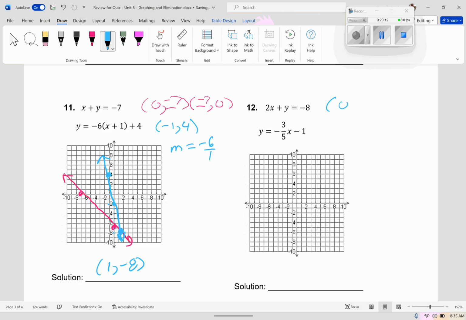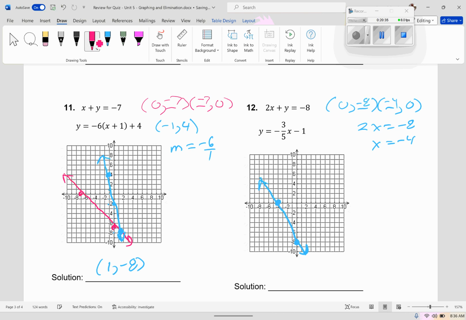All right, I'm using my cover method here because it's in standard form. That's an x value, so y equals negative 8, 0, negative 8, down here. This is a y value, so I get 2x equals negative 8, divide both sides by 2. So I get negative 4, 0, which is right there. Connect the dots to each other.